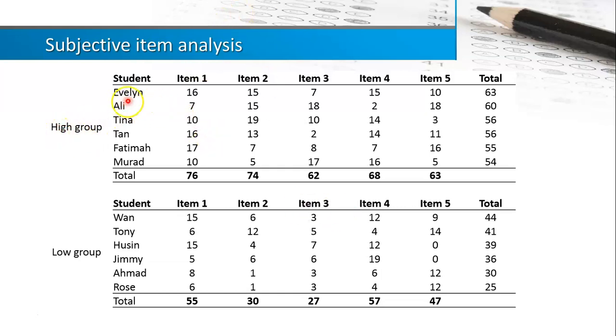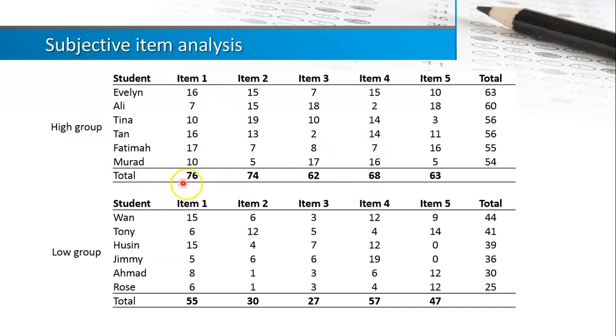So here is an example. This is the high group, these students, and this is the item. So Evelyn, for example, for item 1 she scored 16, for item 2, 15, and so on. For the lower group it is also like this. So we put the score for each item for each student.